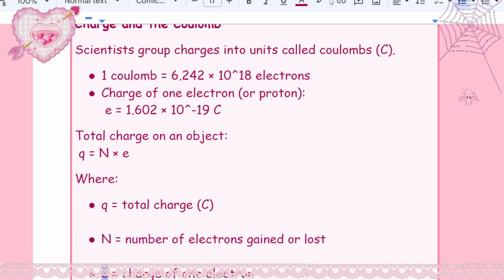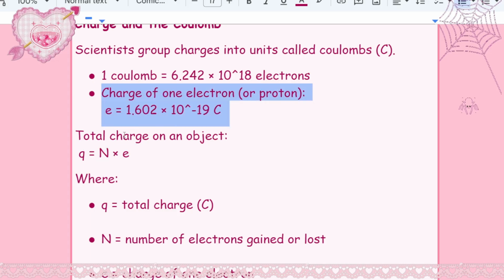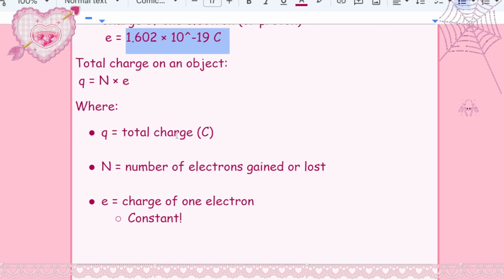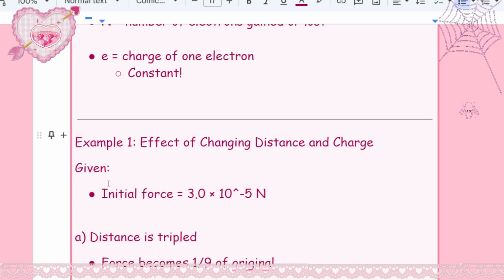This is our constant, so I'm just going to note that here. We have a constant multiplied by the number of electrons, and we get the charge. So if we have 1, we're going to get this number. 2, we get 2 times this number. 3, you get it.